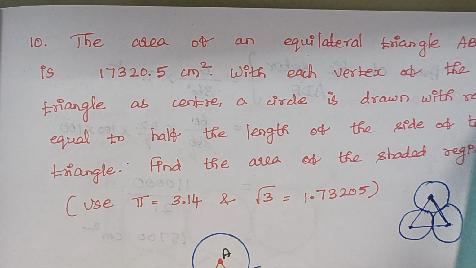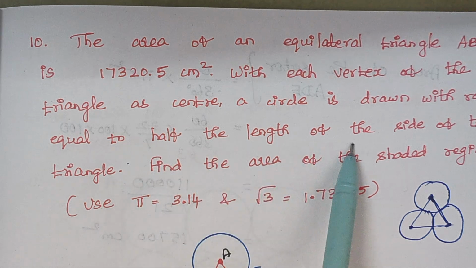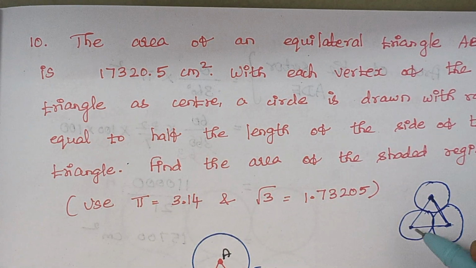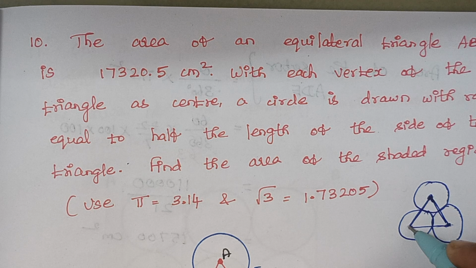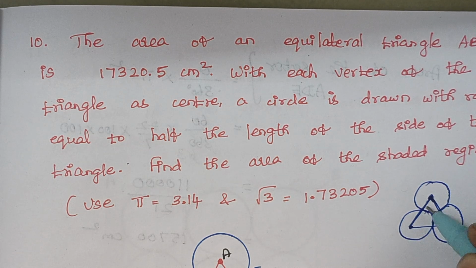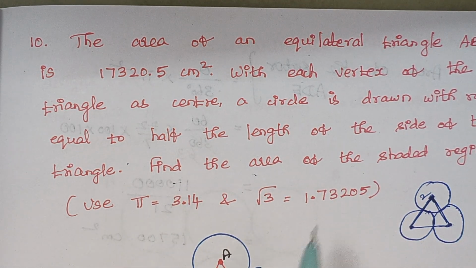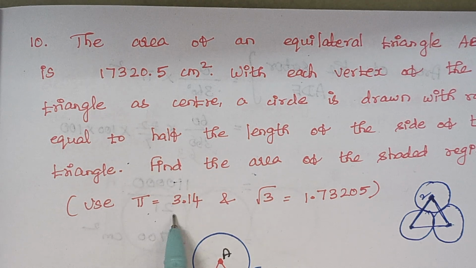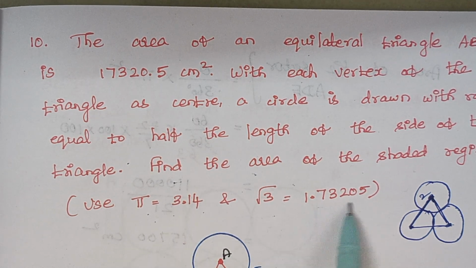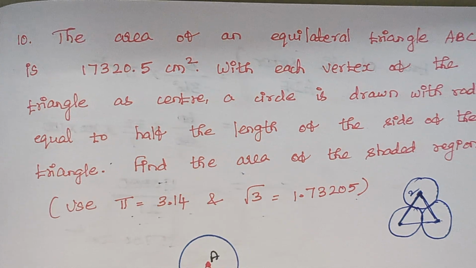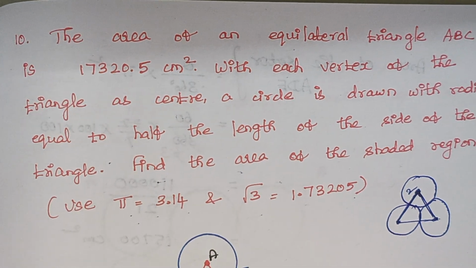You see, the radius value is half the length of the side of the triangle, right? So if the length is 4, for example, then what about the radius of the circle? It is obviously 2. I am quoting this just as an example for your better understanding. Now we have to find the area of the shaded region, and here we have to take pi as 3.14 and root 3 as 1.73205. They are clearly mentioned in the problem.